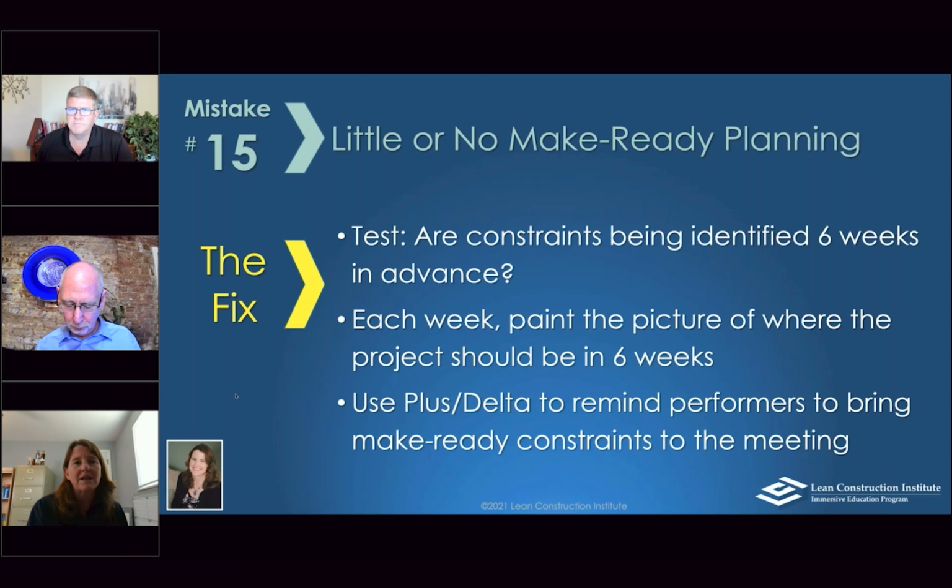But mistake number 15 is doing little or no make-ready planning for your project. When we talk about constraints, and I know we've brought it up a few times today, we're talking about those obstacles that could stop the work from being done according to the pull plan and according to the commitments that have been made. Our goal is to get the last planners to identify those 6 weeks in advance so that the leadership team can run ahead of them and get them out of their way, and then their commitments become more reliable and they can continue to do their work.